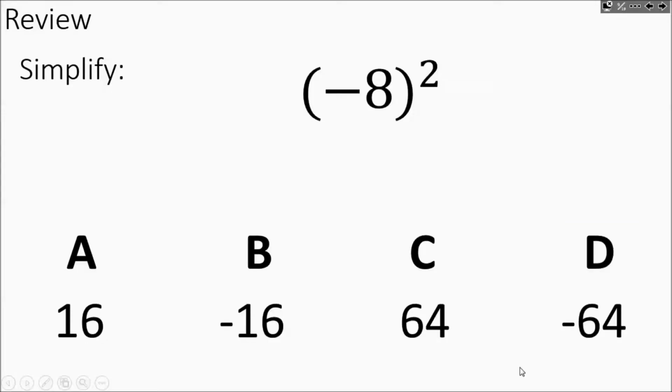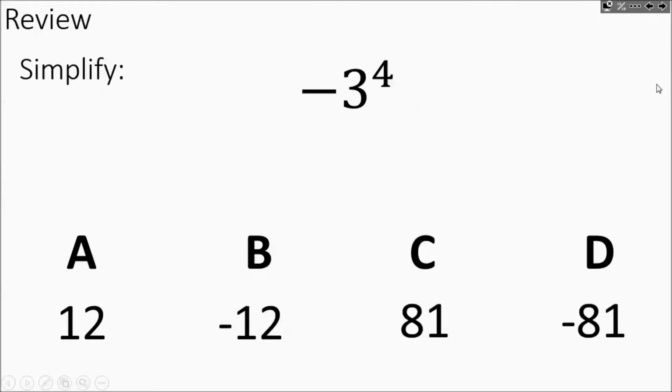Here's another one. Hopefully you're going to eliminate A and B, because you'd never have 8 to the second become 16. And the negatives included, there's 2 negatives then, which makes it positive. All right, then we have this one. Hopefully just seeing the negative in the front, no parentheses, means it's definitely going to be negative. You can narrow it down to B and D. And you don't do 3 times 4 and get 12. You do 3 times 3 times 3 times 3, which is going to give you the negative 81.